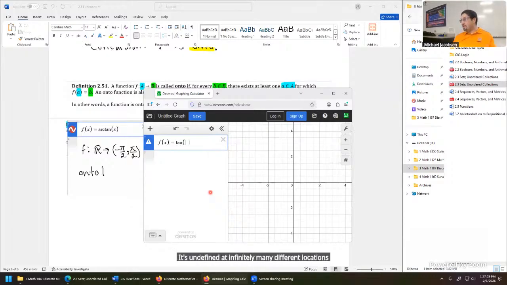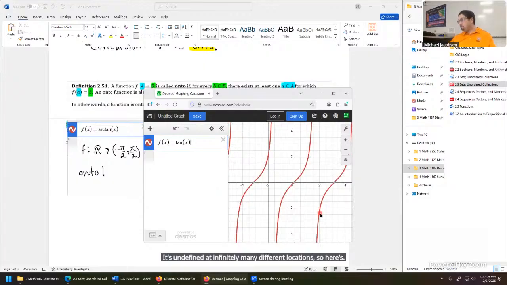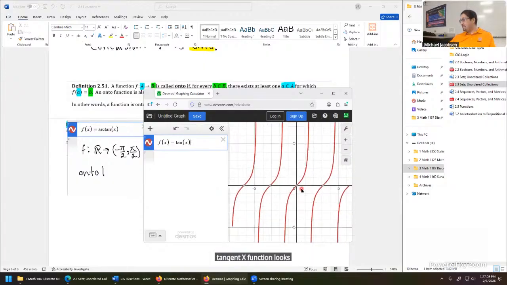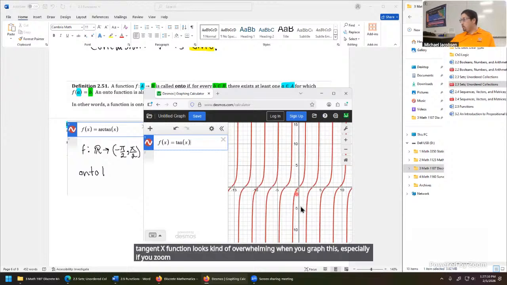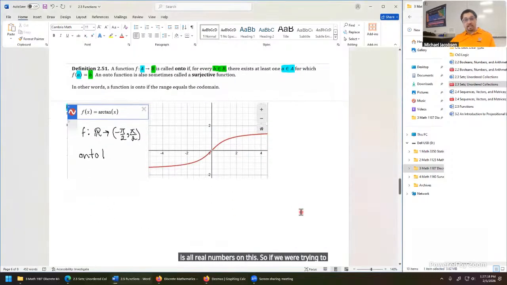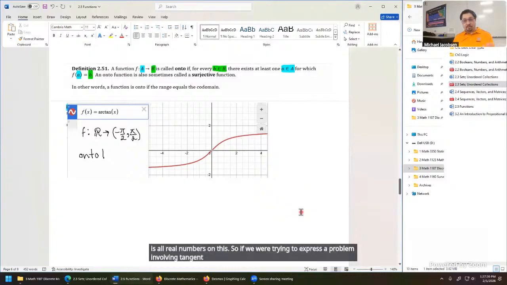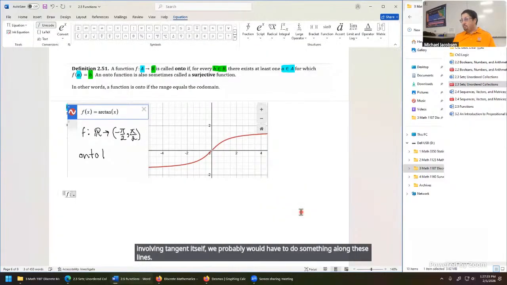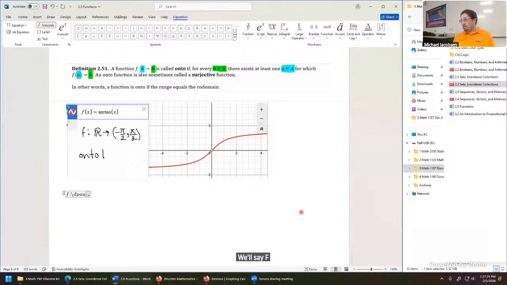So here's the tangent x function. It looks kind of overwhelming when you graph this, especially if you zoom in a lot. Loads and loads of problems. But notice the range is all real numbers on this. So if we were trying to express a problem involving tangent itself, we probably would have to do something along these lines. We'll say f goes from R, but that's not quite right because remember it had all those problems.